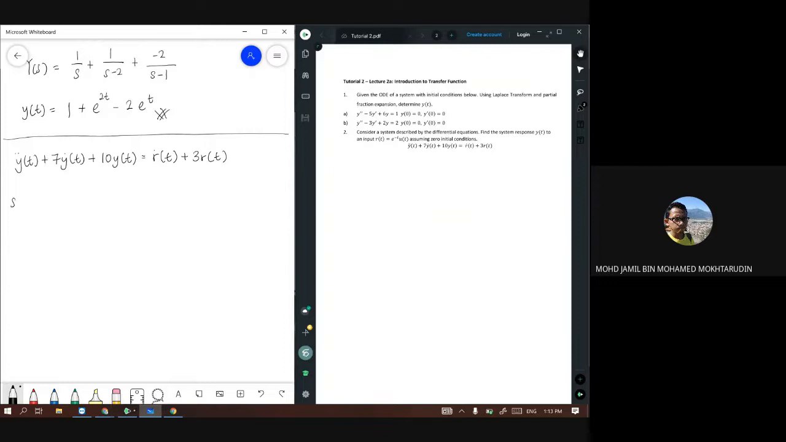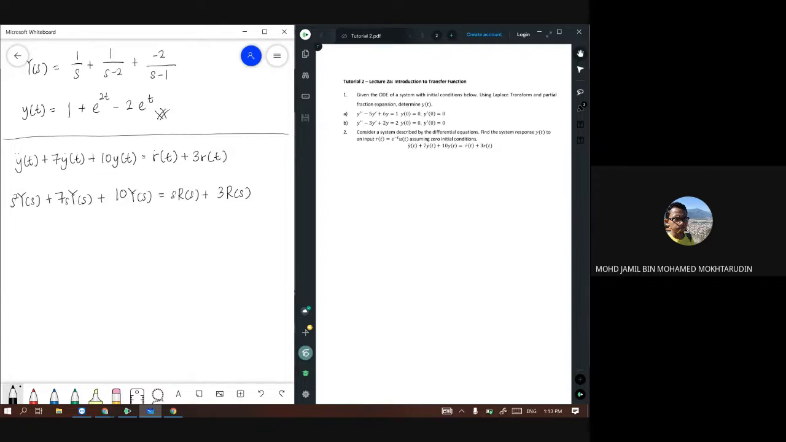So we get s squared plus 7s, Y(s) plus 10Y(s) equals. So convert the R into frequency domain as well. So we get sR(s) plus 3R(s).